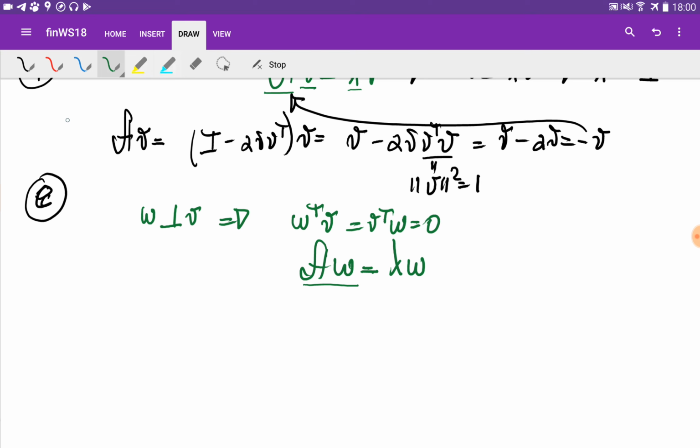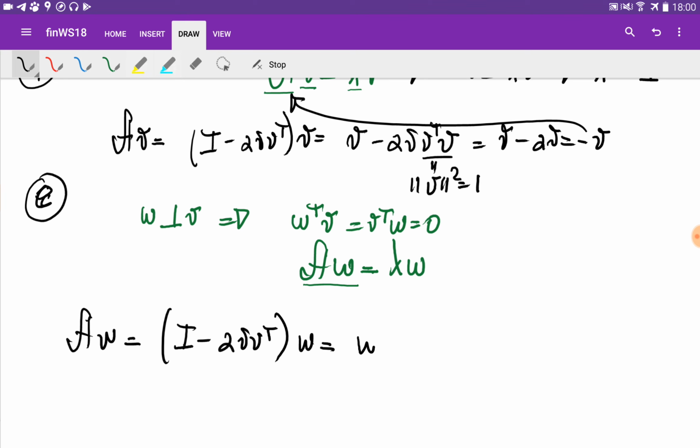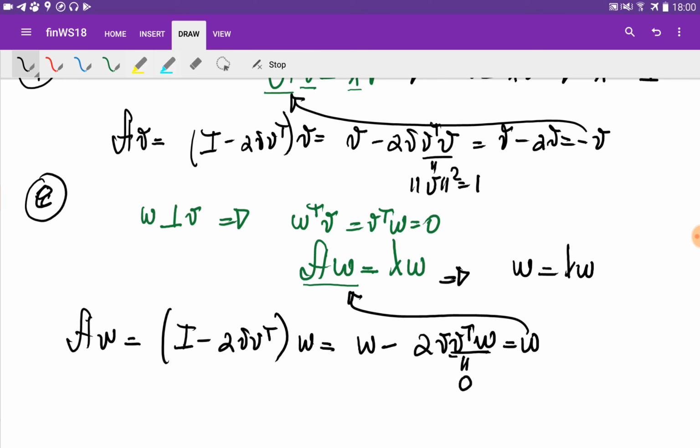So let's multiply A by omega. A omega is equal to identity minus 2VV transpose multiplied by omega. If we multiply omega into all the terms, it's going to be omega minus 2V V transpose omega. Since V and omega are perpendicular, this multiplication is simply equal to 0, and we obtain simply omega. So we substitute this into the eigenvalue equation, and we obtain omega is equal to lambda omega. Indeed, they are parallel, and they are parallel when lambda is equal to 1.